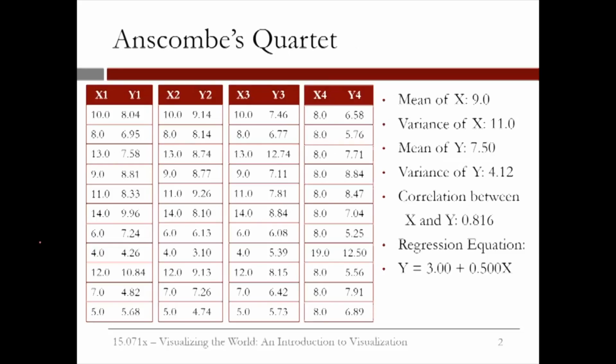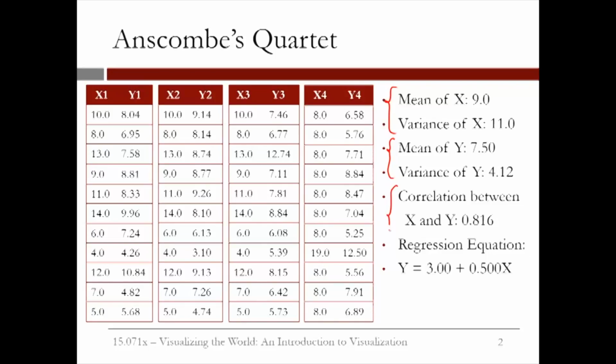To motivate the need for data visualization, let's look at a famous example called Anscombe's Quartet. Each of these tables corresponds to a different data set. We have 4 data sets, each with 2 variables, x and y. Just looking at the tables of data, it's hard to notice anything special about it. It turns out that the mean and variance of the x variable is the same for all 4 data sets. The mean and variance of the y variable is the same for all 4 data sets.